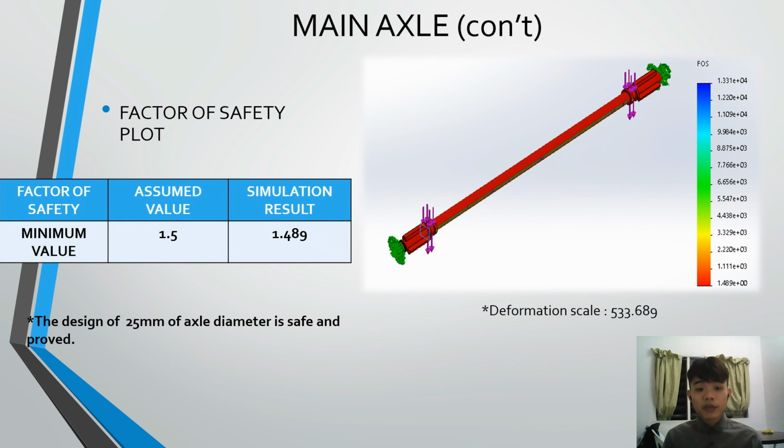From the factor of safety plot, the result shows the minimum factor of safety is 1.5 after the maximum load is applied, indicated by the red color contour. This shows that the main axle is able to withstand the load at least 1.5 times. By referring to the theoretical calculations, the factor of safety considered also shows a similar value of 1.5. This can conclude that the design of the main axle is considered safe under the load with a 25 mm diameter.